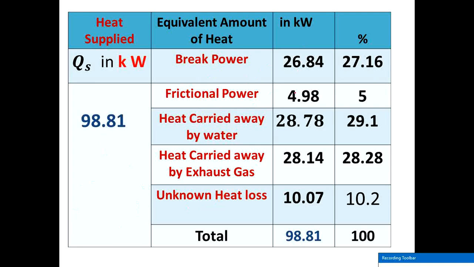Please note all the values here, and then this column is like this. Brake power divided by heat supply. This is frictional power divided by heat supply.